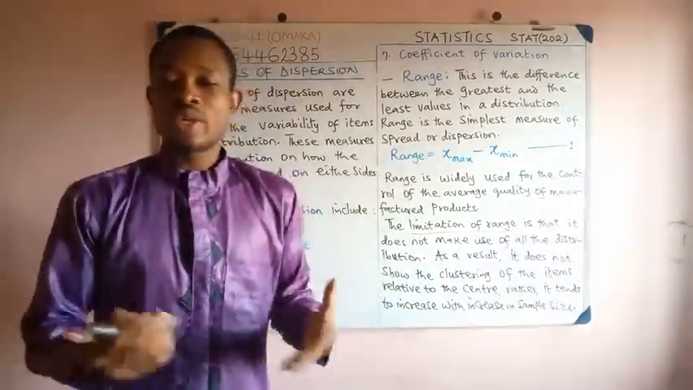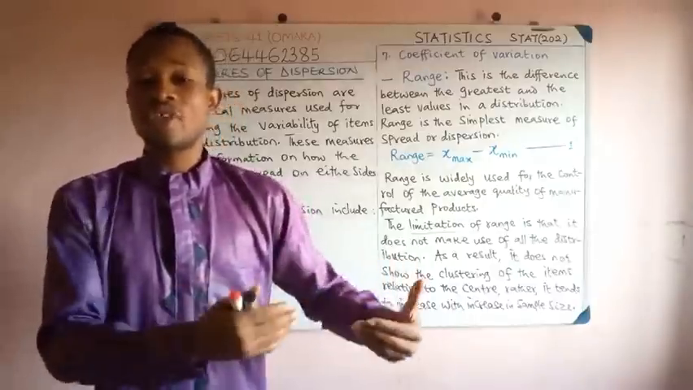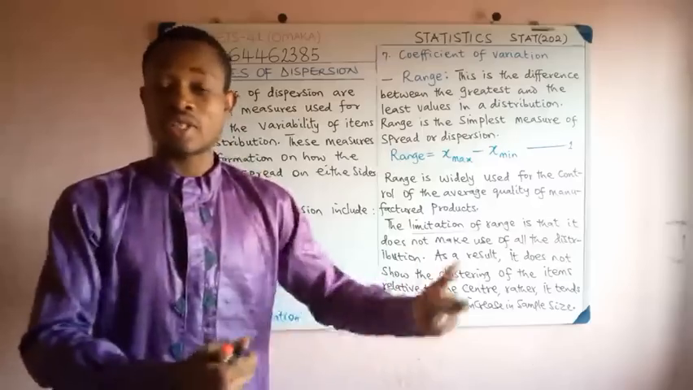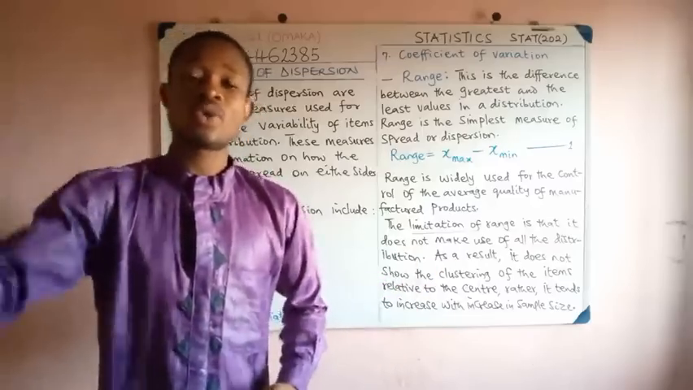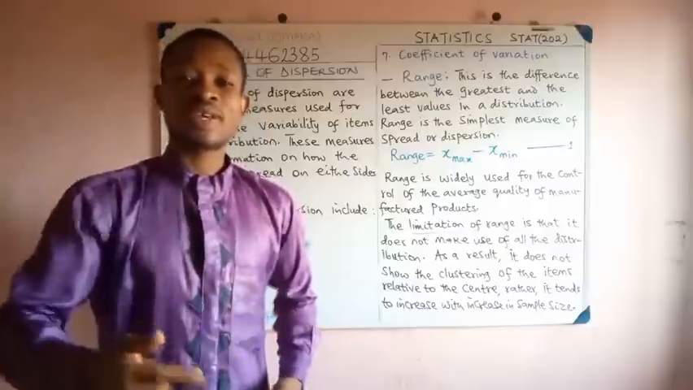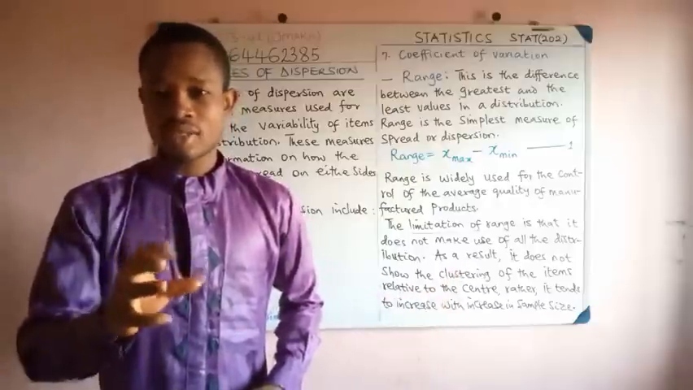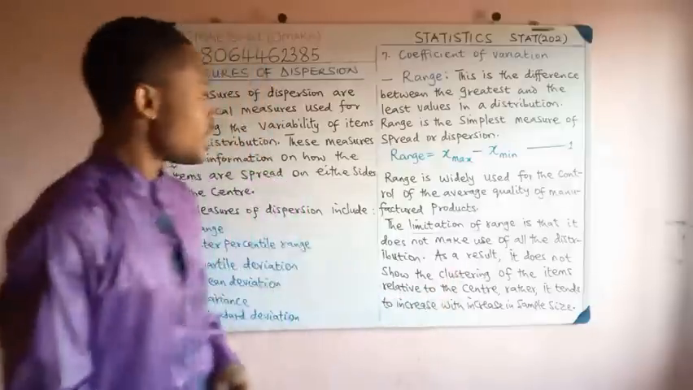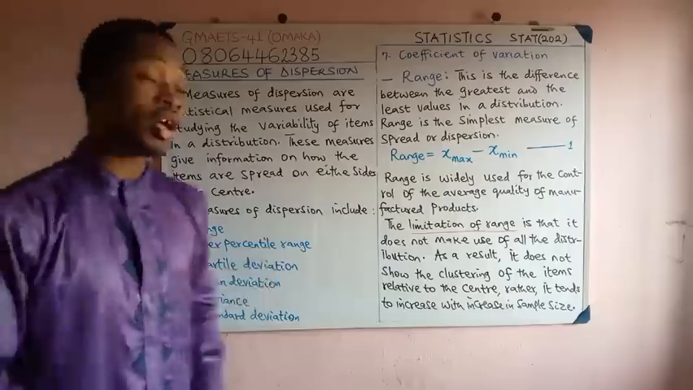And range will tend to increase as the sample size increases. Let's assume that in the first case you got the range like 100 minus 10, which is 90. Let's assume now that you keep producing as the sample size is increasing, and maybe you have something like 200. You're now going to get 200 minus 10, giving you 190. You see a large difference, right? So that is a limitation of range. In the next videos, we're going to look at other measures of dispersion, the interpercentile range, quartile deviation, and the rest of them.